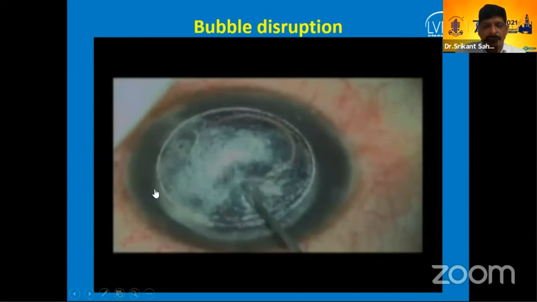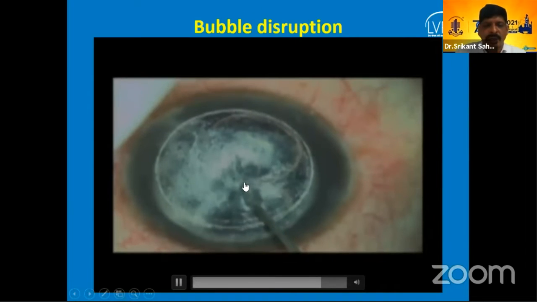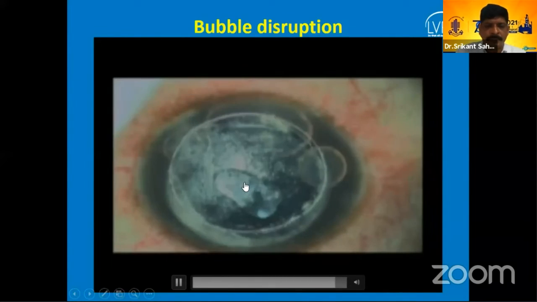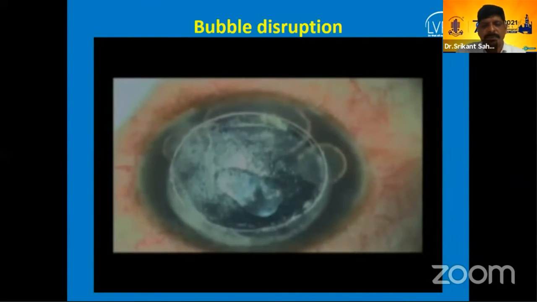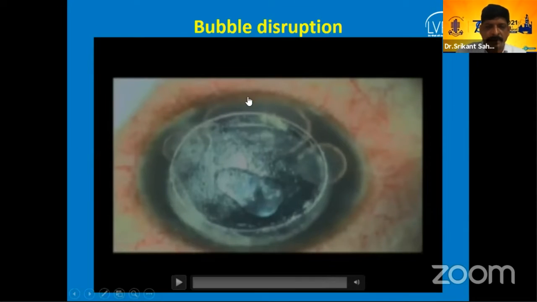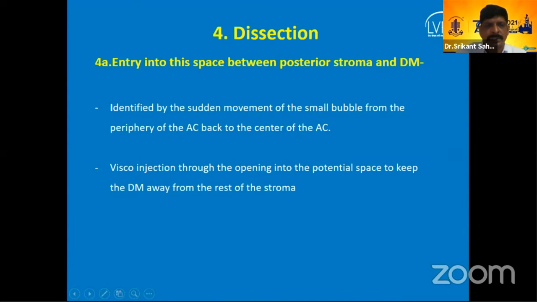Now, through the same entry where we made the nick, I inject some viscoelastic here, so that there is a plane of separation between, and again we see the bubbles moving out, which means that the DM has gone down again. How do we identify it? By sudden movement of the air bubble from the periphery to the center.